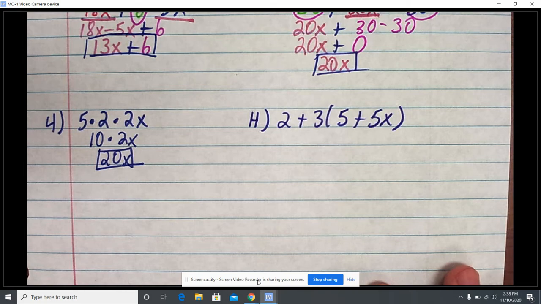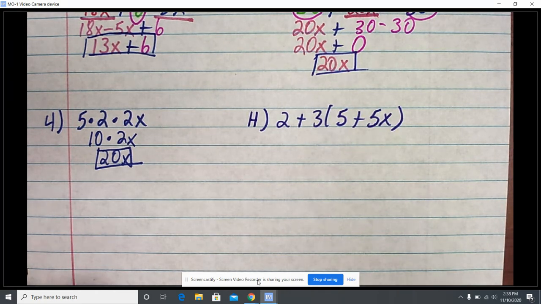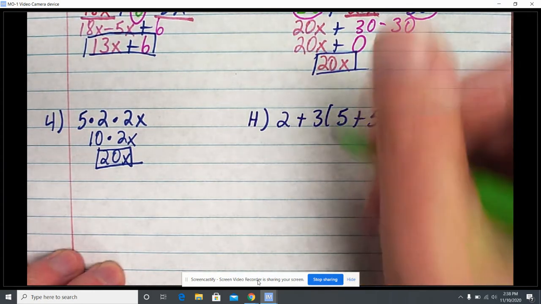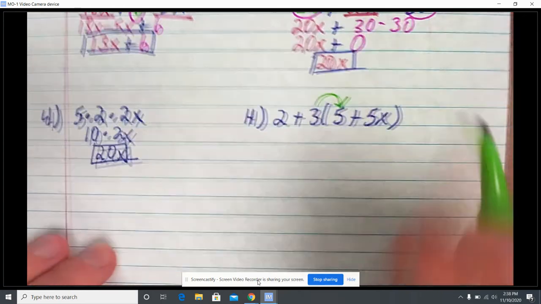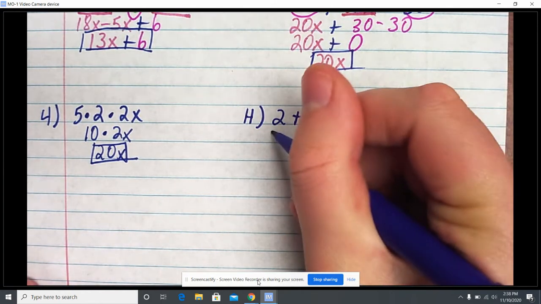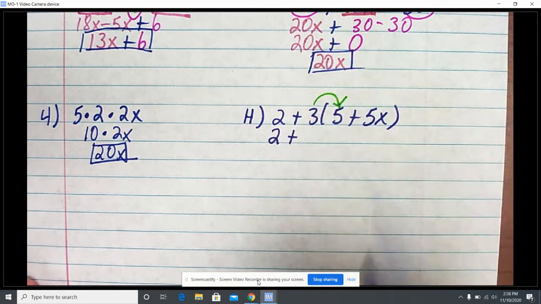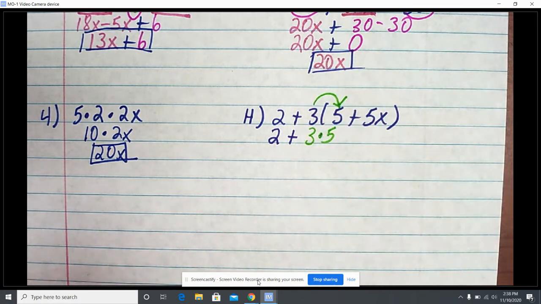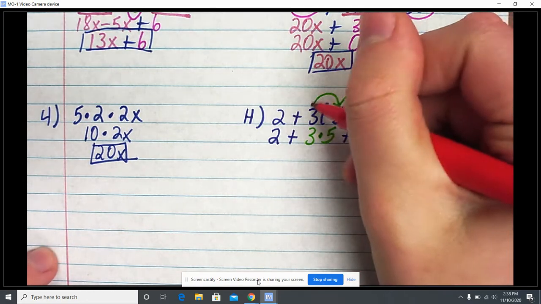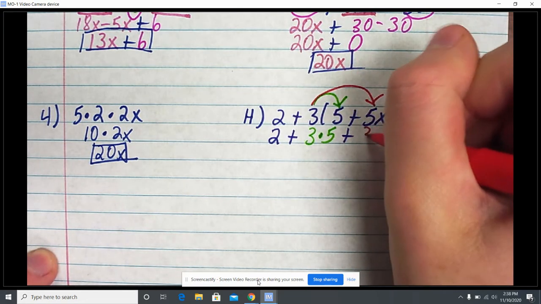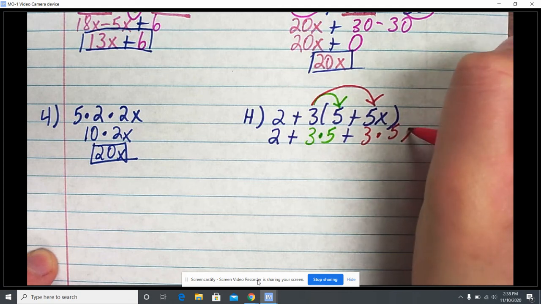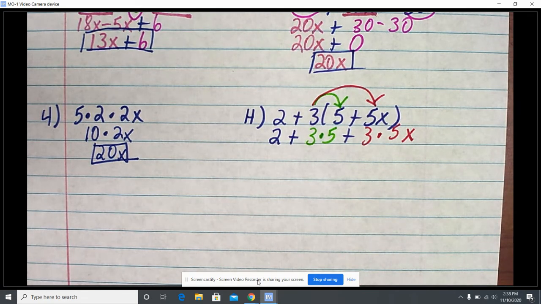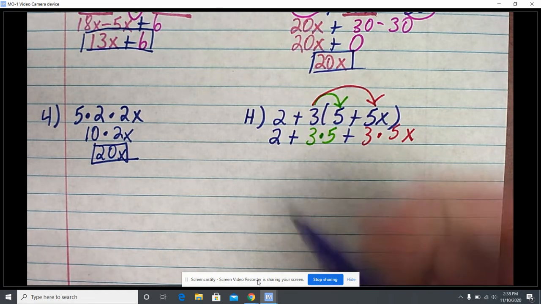On over to the camera. Alright, so let's move over to our distribute property. So first, distribute out my 3 with my 5. So I'm going to go ahead and drop down my 2 plus, and then distribute out my 3 with my 5, which means I'm taking 3 times 5 plus, then distribute out my 3 with my 5x, which means I'm taking 3 times 5x. Alright, now work out my multiplication.